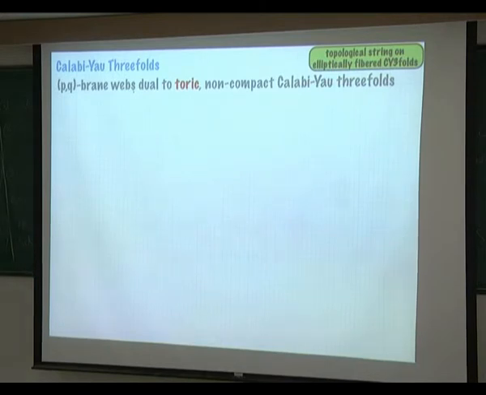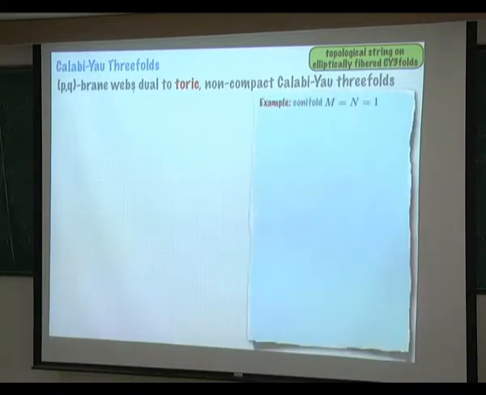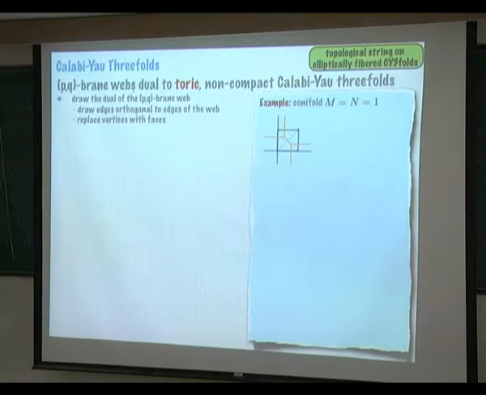So the claim is, to each PQ brane web that I just discussed on the slide before, I can immediately assign a toric non-compact Calabi-Yau threefold. Let me explain this with the simplest example, which is just the conifold essentially, m equals n equals 1. The procedure is just to draw the PQ brane web now with the deformation here, and draw the dual diagram to it. So draw edges orthogonal to all edges of the web diagram, and replace vertices with faces and vice versa.